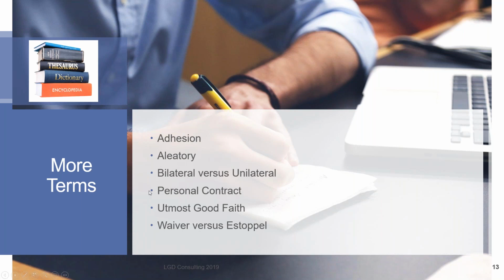Okay. All right. Personal contract is a rare question, but anytime you see personal contract, just think it's a two-party contract between the insured and the insurer. Okay. So you can't get much more personal than that.